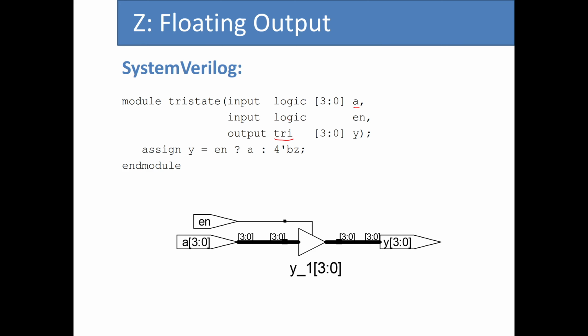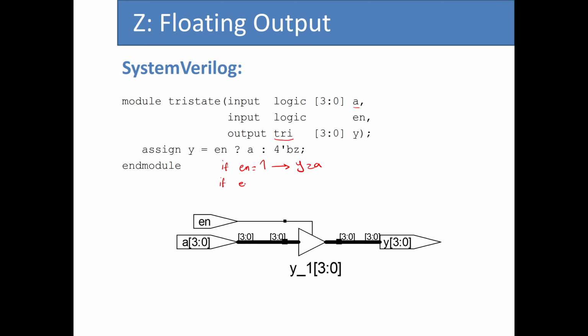So if you just specify it as logic, then you cannot assign it Z. You're going to get an error. But since y here is a tri-state output, you need to specify the type as tri here. And then you just say assign y equals enable question mark a colon 4 single quote bz. So what does it mean? It means that if the enable signal is 1, y is going to be a.